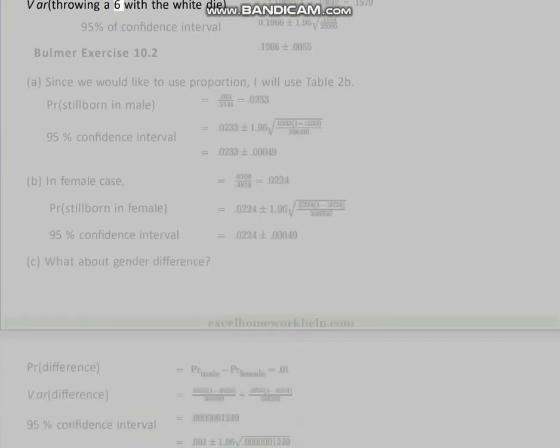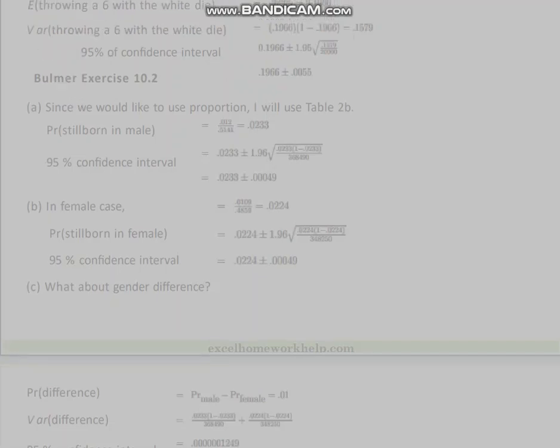VAR, throwing a 6 with the white die. E, throwing a 6 with the white die. A, since we would like to use proportion, I will use table 2B. PR, stillborn and male.